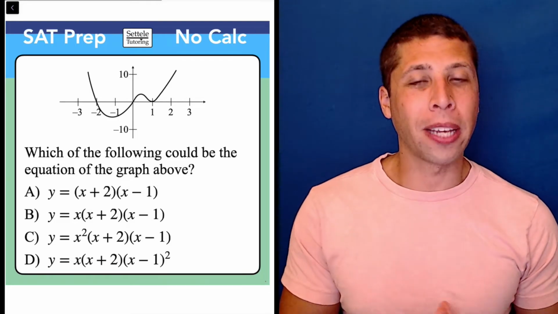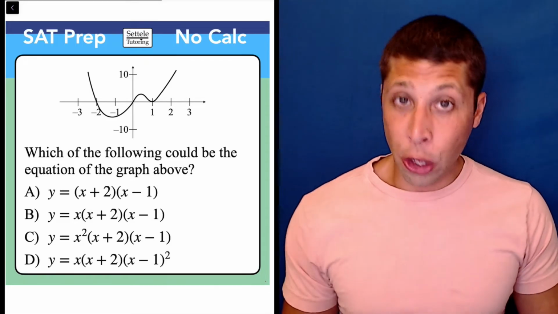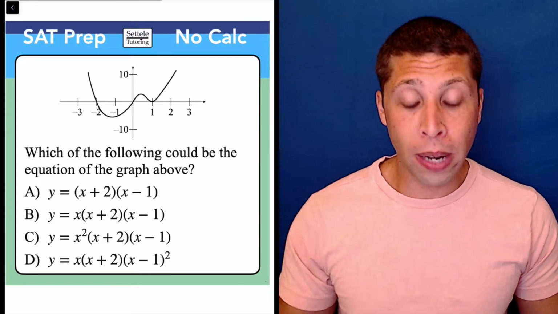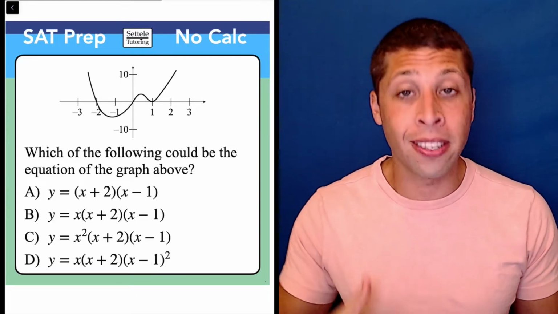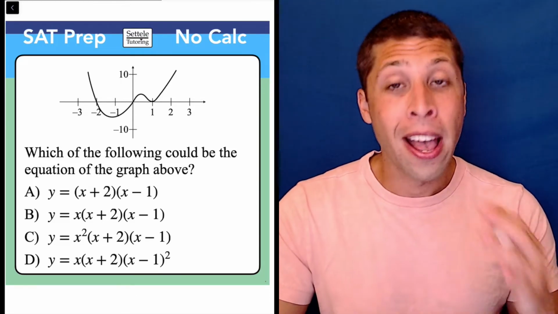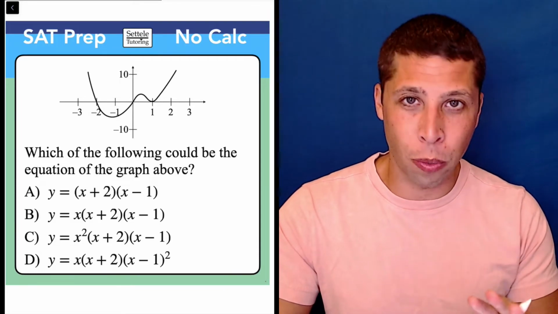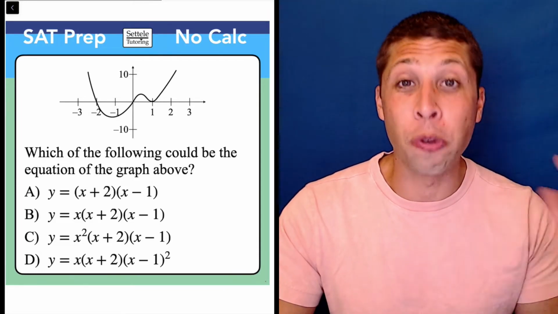This question seems complicated, but it's really not. Now, one thing we could do here is plug points into equations. We have a bunch of equations in the choices, and a bunch of points in the graph, but we're going to do it an even shorter way here, not using the strategy, but just using memorization.